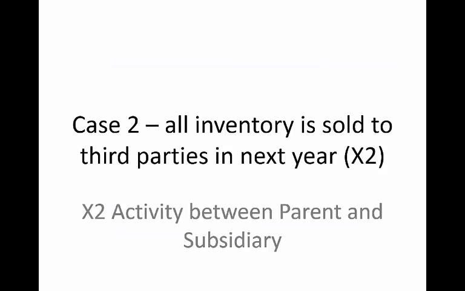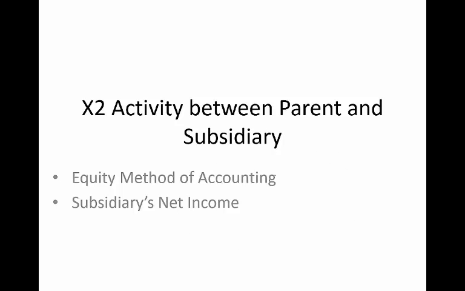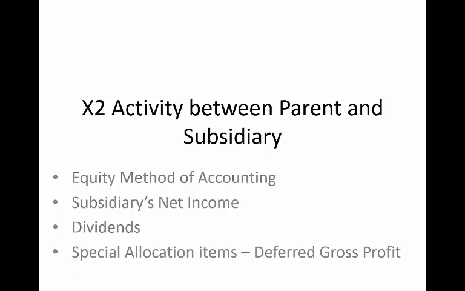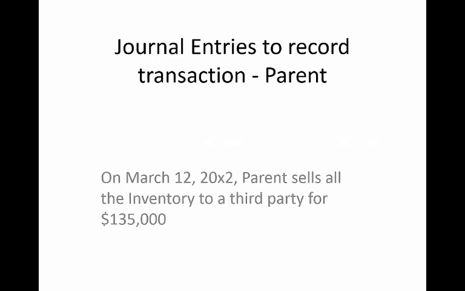Let's complete the transaction and look at the activity for X2. We still have to address net income, dividends, and any deferred item that we may have. In this case, we know that the parent has later sold those, so we will have to recognize any deferred gross profit that we've postponed. So let's complete the transactions in X2.